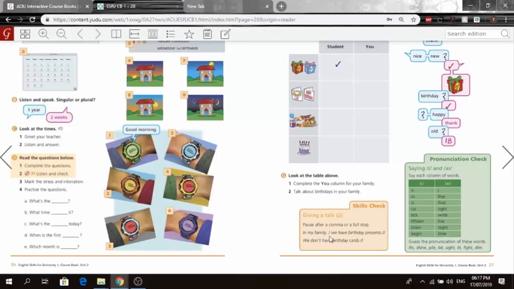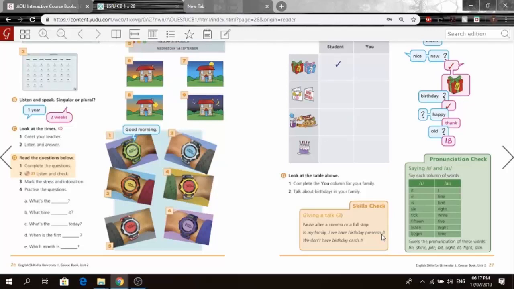So, read until the comma and then wait for a second, okay? Just wait for 1 second and keep going. Keep going like nothing happened, okay? And when you see a full stop, this is like a red light, like when you're driving. Stop for 2 seconds and then keep going, okay? So you see the difference?